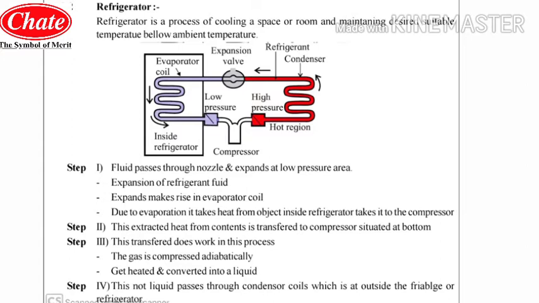The gas is compressed adiabatically. Now what do we mean by adiabatically? There will be no gain or loss of heat there. It gets heated and converted into liquid. Now the fourth step: this liquid passes through the condenser coil, which is outside the refrigerator. So this is the process, students.